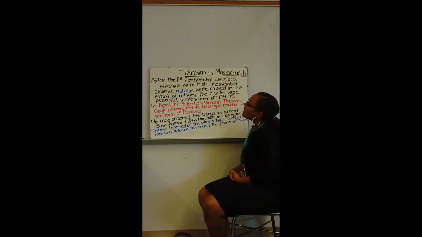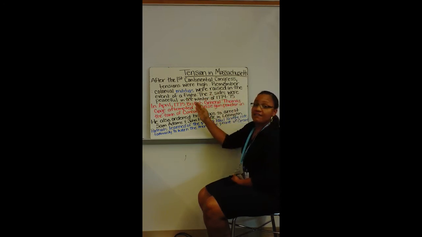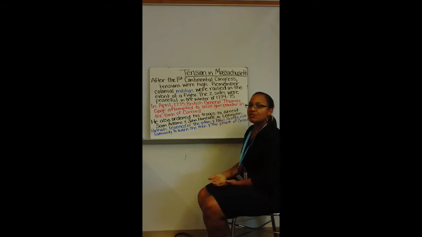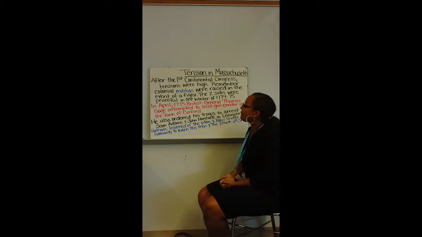We're going to continue on looking at the events that led to the American Revolution. So we already know that there's tension in Massachusetts. After the First Continental Congress, tensions were high. Remember, colonial militias were raised in the event of a fight. The two sides were peaceful in the winter of 1774 to 1775. So you have British soldiers already present in the colonies, and then you have the colonies raising their own colonial militia, which is their own military.